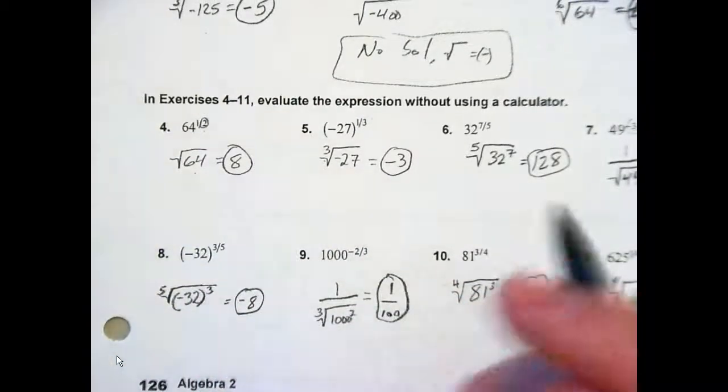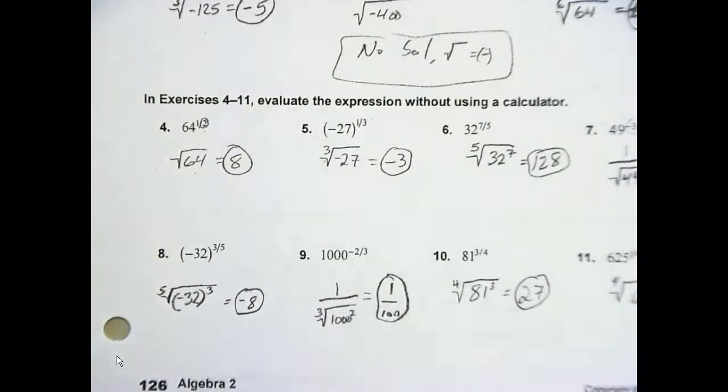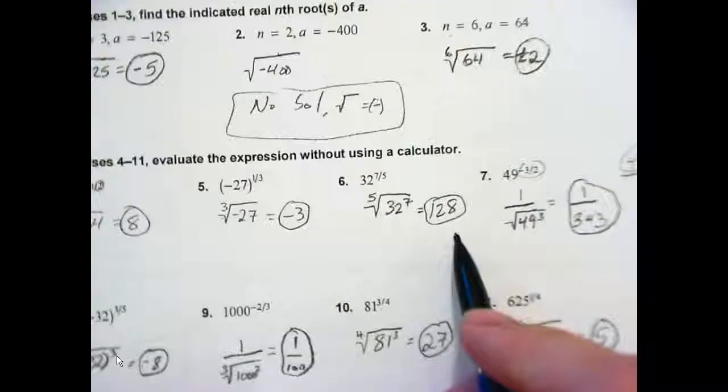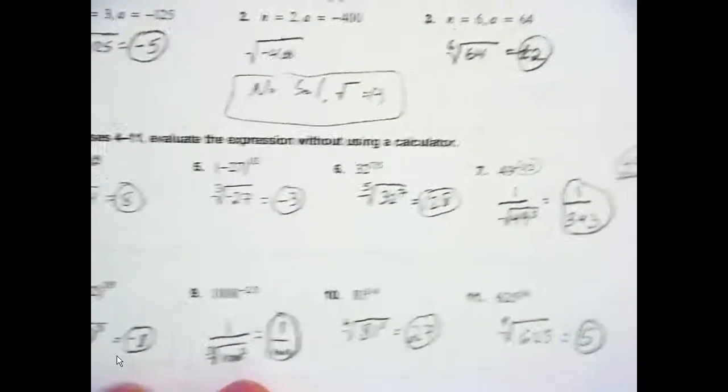Yes? Will points be taken away in the future if we don't remember to do that? Yeah. That's like a big deal. So, for sure. Okay, number 6 is 128. Number 7 is 1 over 343.